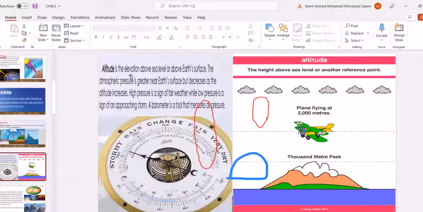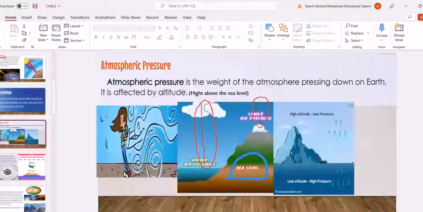Okay, or above the earth. This is the meaning of altitude. So we can say the altitude is the height above the sea level or the height above the Earth's surface. If you are above the water, you are at the sea level. If you are on land, it is called the earth's surface.